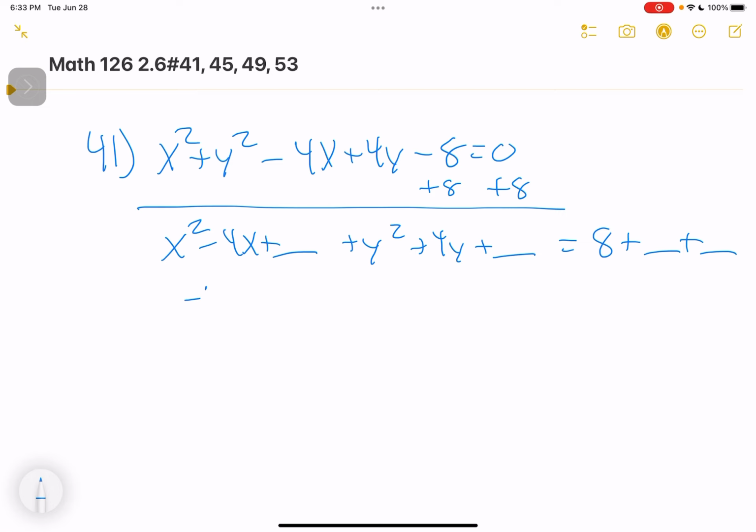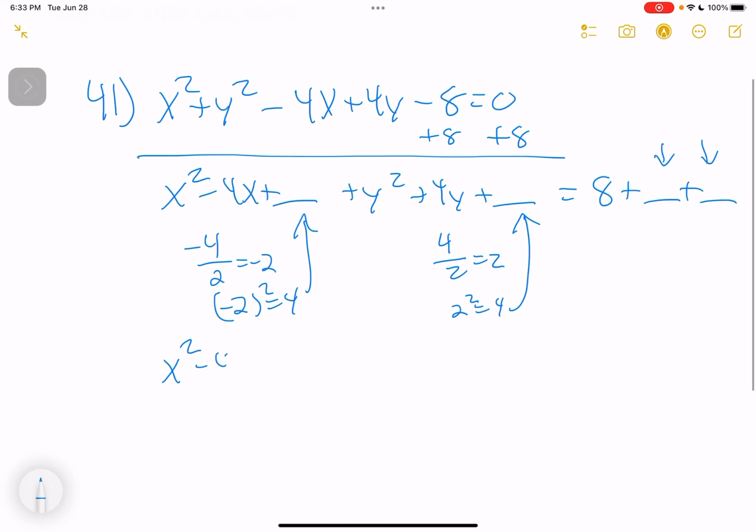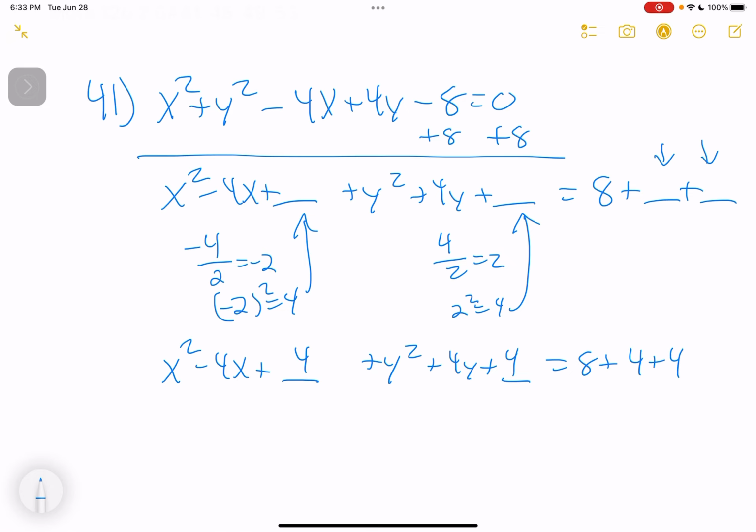And the idea is I'm going to complete the square and fill in these blanks. So we look at this negative 4, we're going to divide it by 2, and we get negative 2. And we look at negative 2 squared, and we get a 4. So that's what's going to go in that blank. Here we take this 4 as well, divide by 2, we get a 2. 2 squared is 4. And that's going to go into that blank. But we also have to put them here and here, respectively. So what we end up with is x squared minus 4x plus 4, plus y squared plus 4y plus 4 equals 8 plus 4 plus 4.